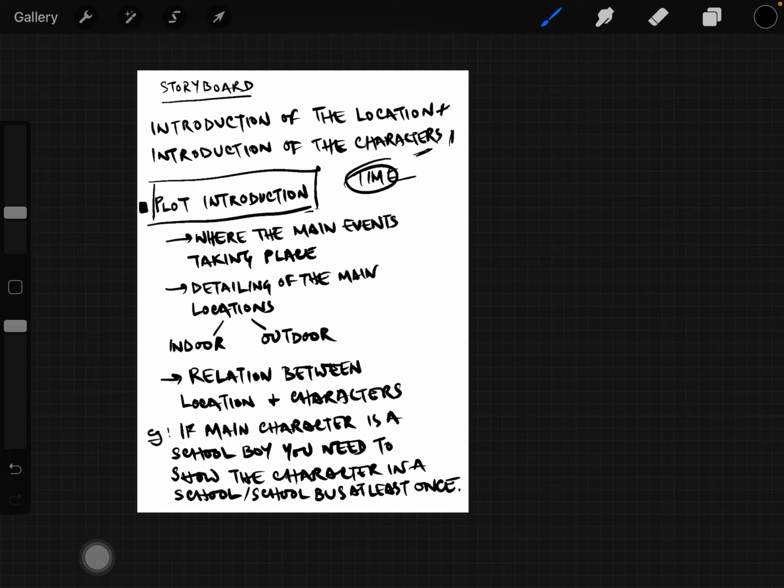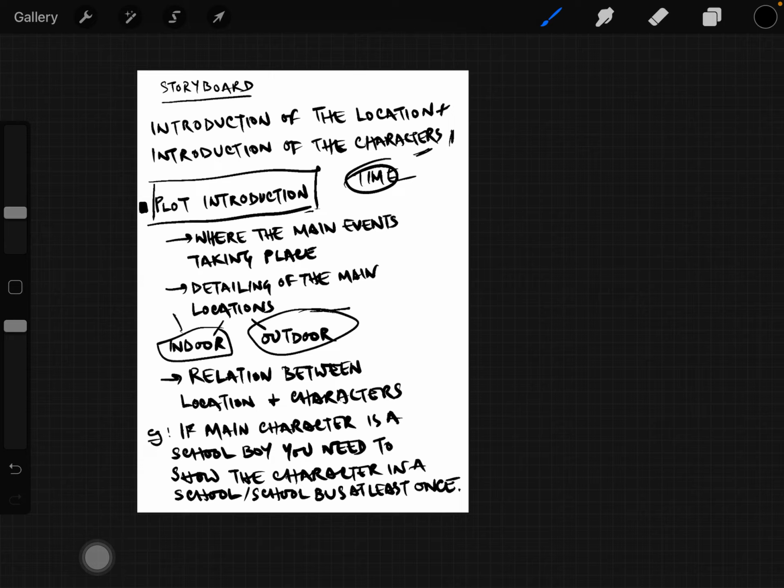Okay, so detailing of the main location, whether it is indoor or outdoor. Again, the indoor of a house of a rich man is very different from the indoor of a house of a poor man. So if your story is about the poor man, think about what the indoor of that person's house can be, what kind of furniture, what kind of wall texture or whatever can be there in this poor man's house.